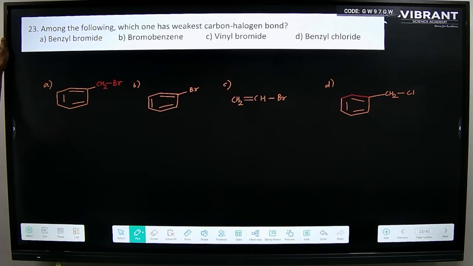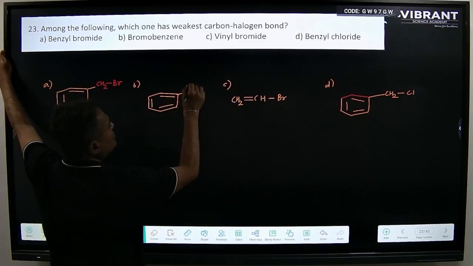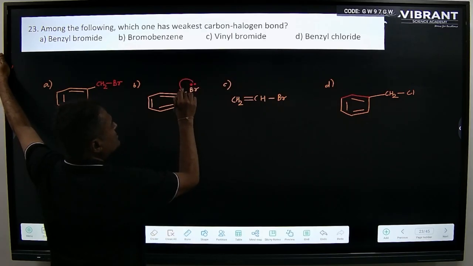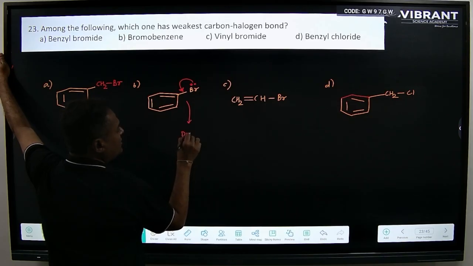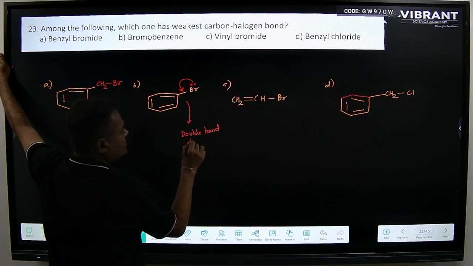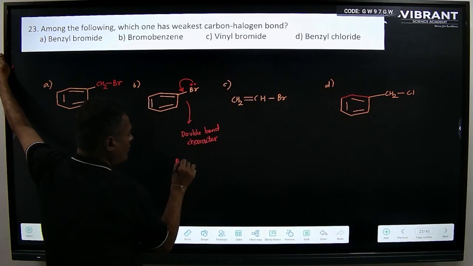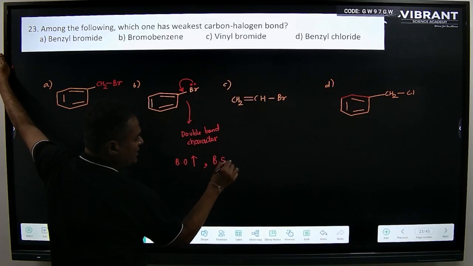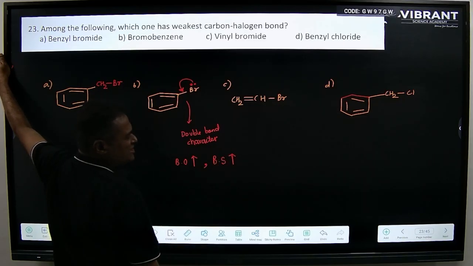Okay, what is the first point of discussion? Which is the weakest bond? Now, first of all, go to example number B. Do you have a lone pair over here? Yes. So, will it get involved in resonance? And due to resonance, what will happen? It will get a double bond character. And that is why bond order will increase. So, the bond strength also will increase, and once the bond strength increases, bond breaking is difficult, not easy.